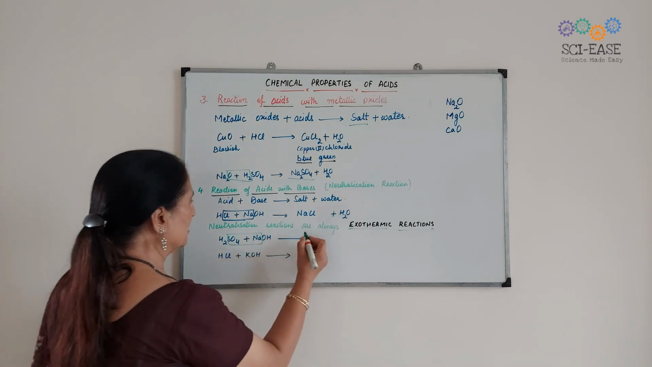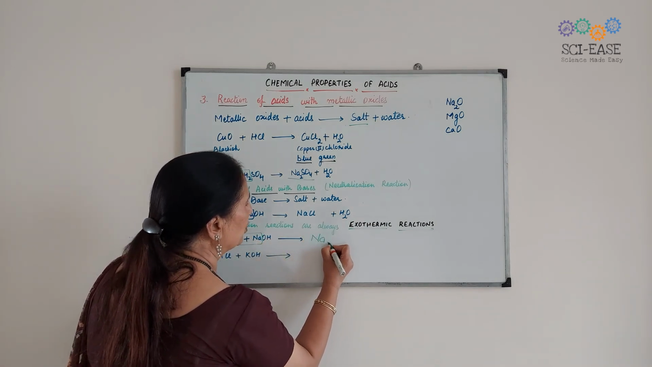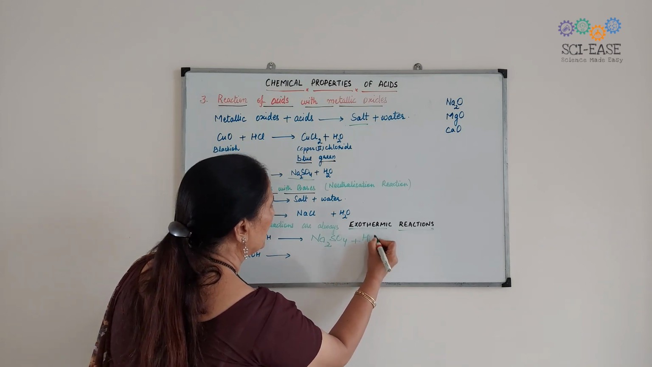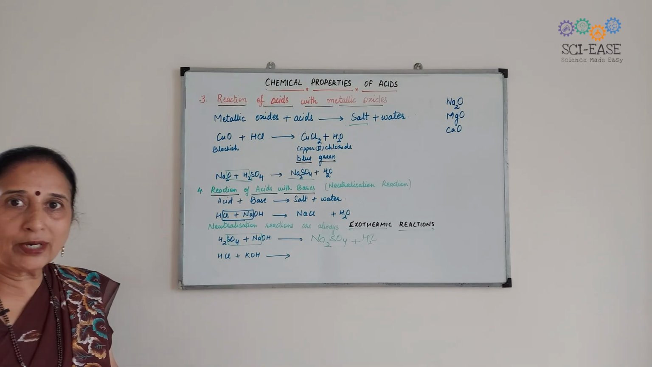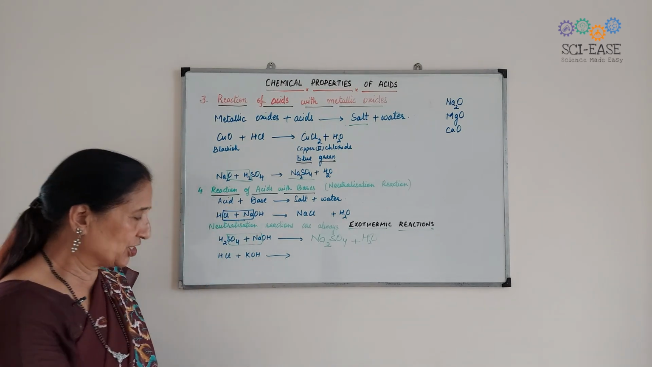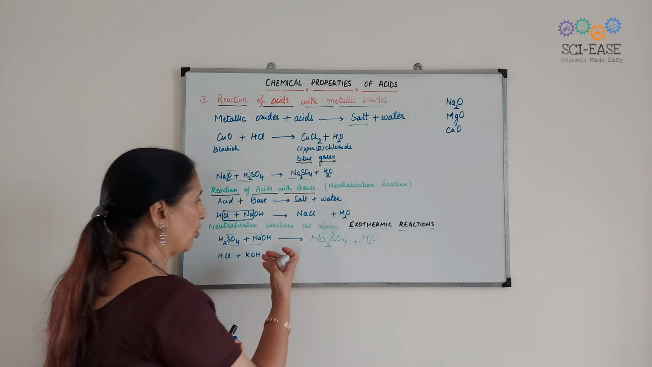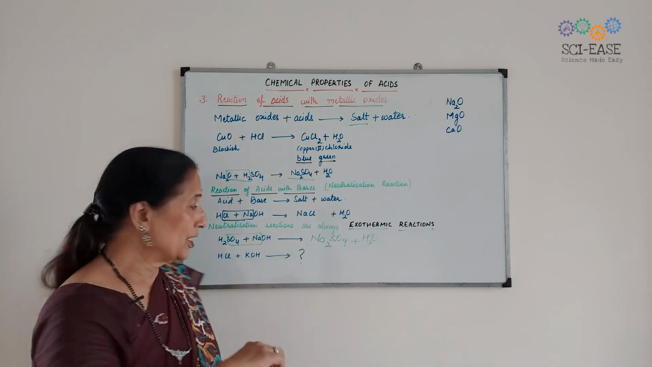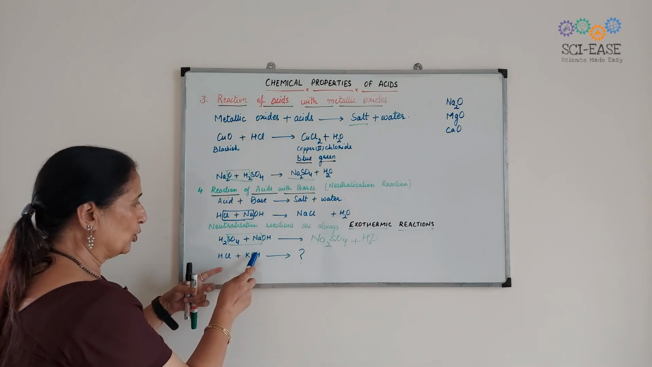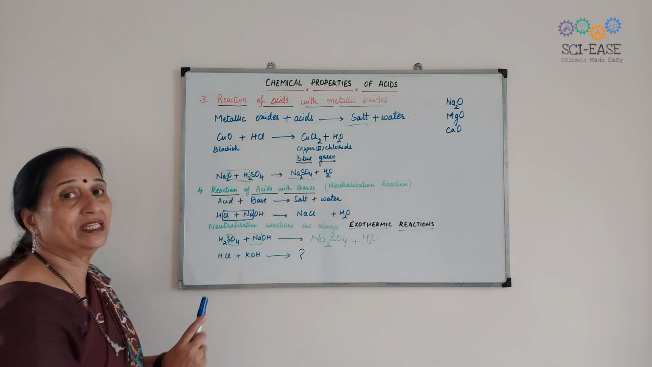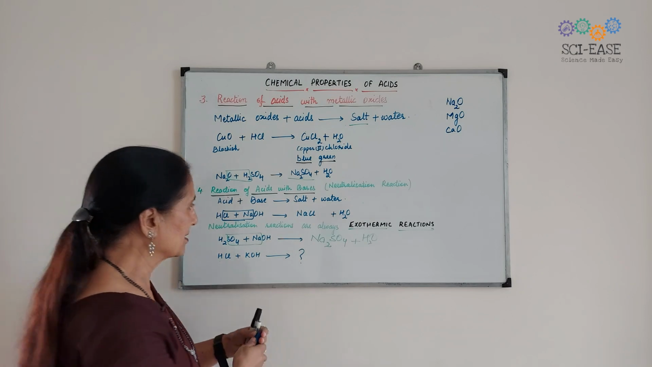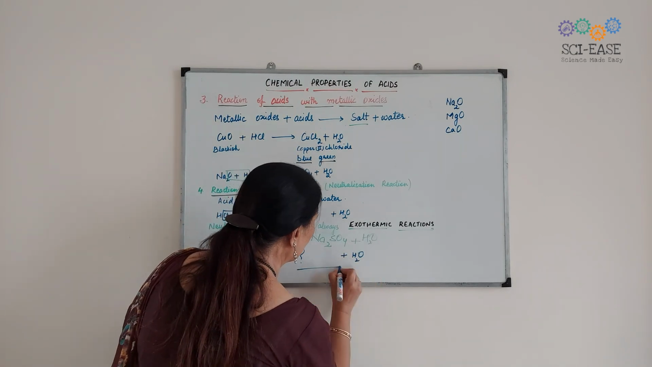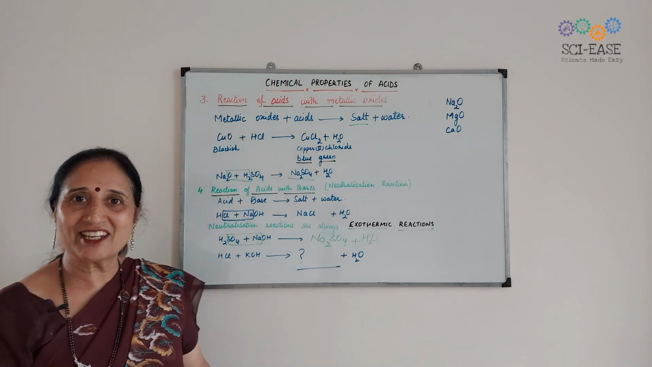You can write the product, that is Na2SO4, sodium sulfate plus water, they will be formed. Okay, the products of this reaction you will write on your own in the comment section. Okay, the products, when KOH, potassium hydroxide, reacts with HCl, what are the products? You know that water will be formed, but name the salt which is formed here in the comment section.